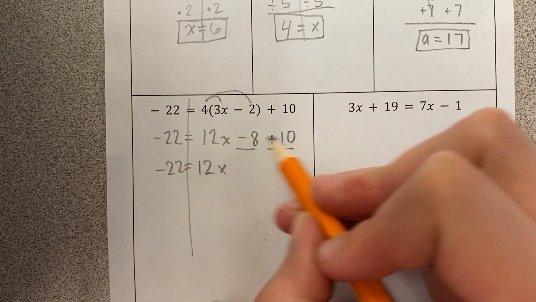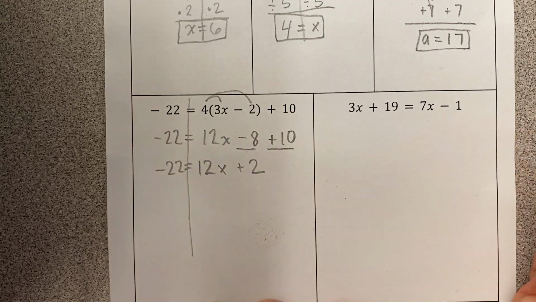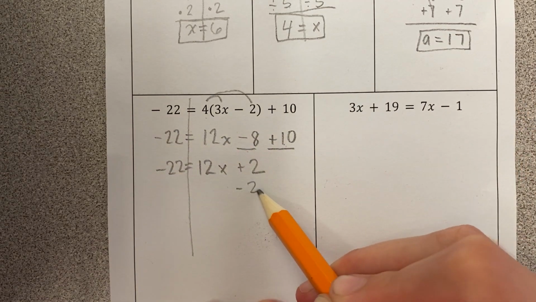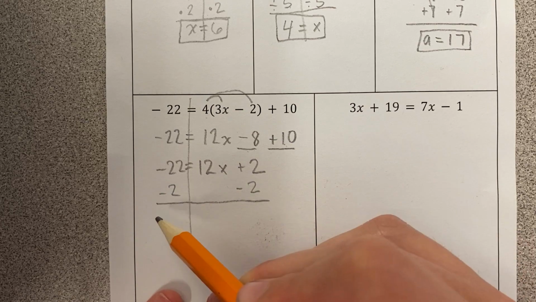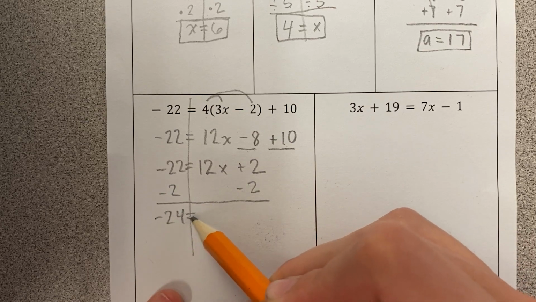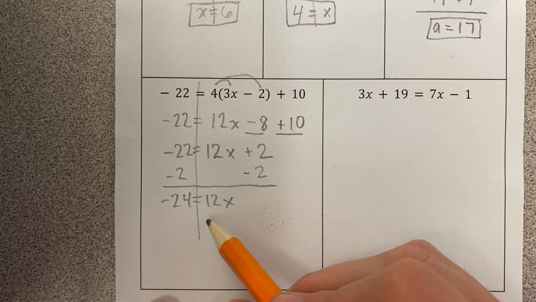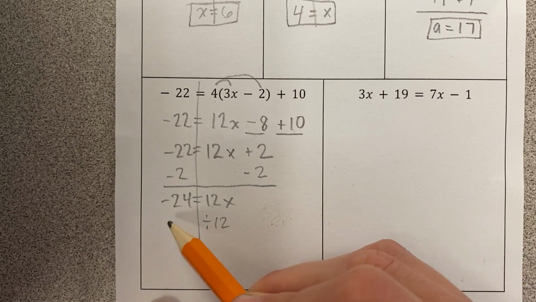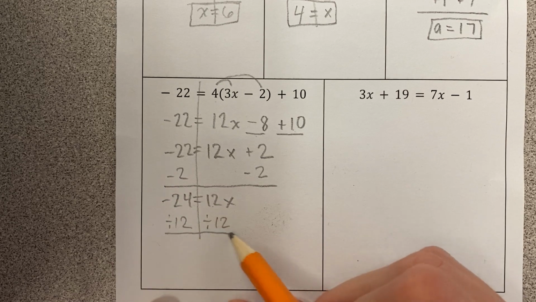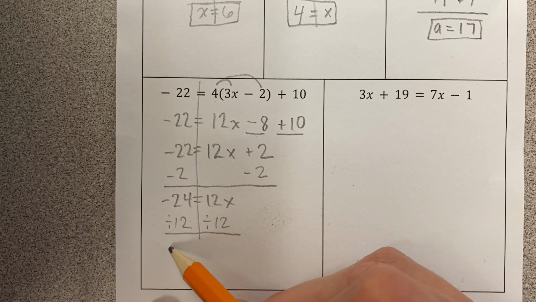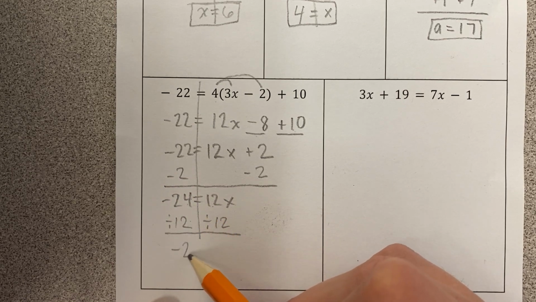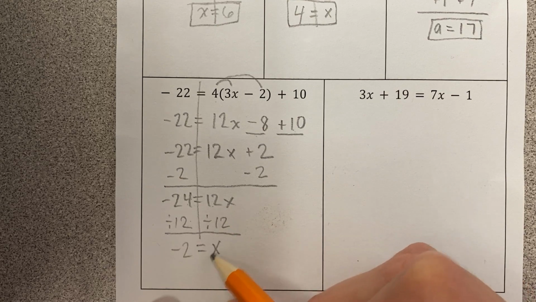Negative 10 plus 8 is the same as 10 minus 8. Okay, now to get x by itself, I'm going to subtract 2 from both sides. X is being multiplied by 12. I'm going to divide by 12. Okay, negative divided by a positive is a negative. 24 divided by 12 is 2 equals x.